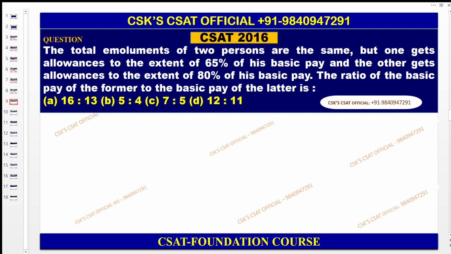Now try to understand this. The total emoluments of 2 persons, a very important one. I will tell you the difference here. We have done this in the foundation also. The total emoluments of 2 persons are the same, but one gets allowance to the extent of 65% of the basic pay. The other gets allowance to the extent of 80% of his basic pay. The ratio of the basic pay of the former to the basic pay of the latter is? Now one thing you need to understand in this question.